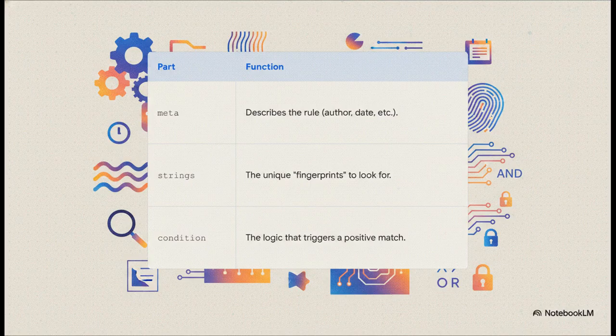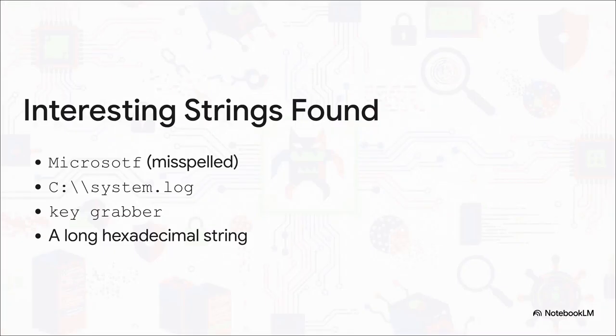Then you have the string section. This is where you define the actual fingerprints you're looking for. And finally, you've got the condition, which is the logic that says, okay, if you see this and this, then it's a match. And wow, yarGen found some amazing clues in our first sample. Just look at this stuff. We've got Microsoft, a classic misspelling of Microsoft.